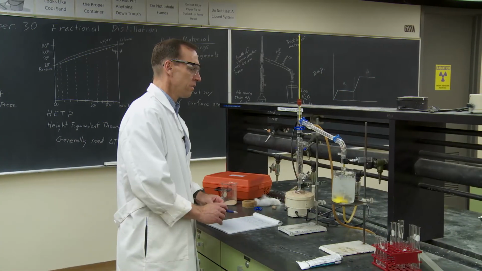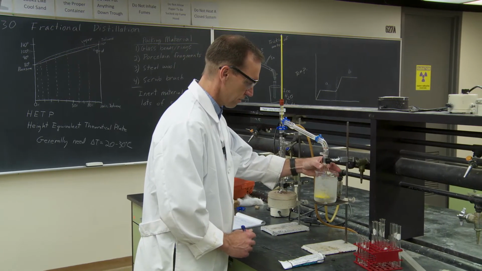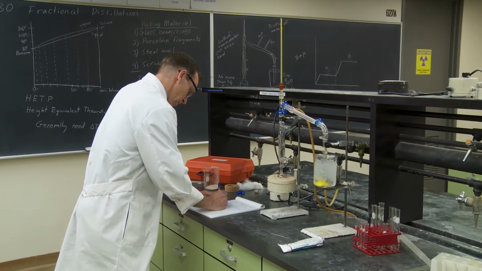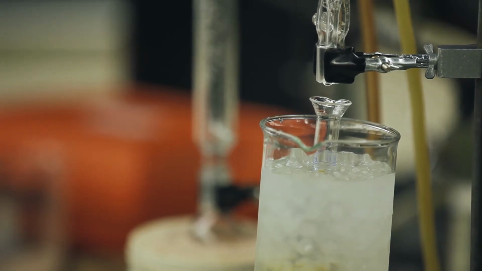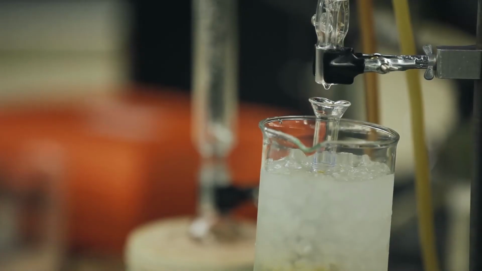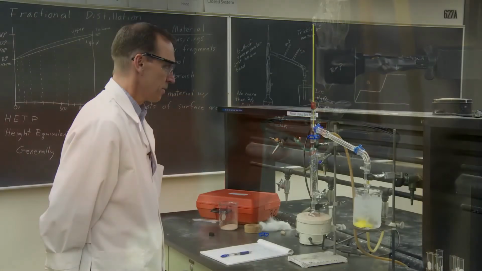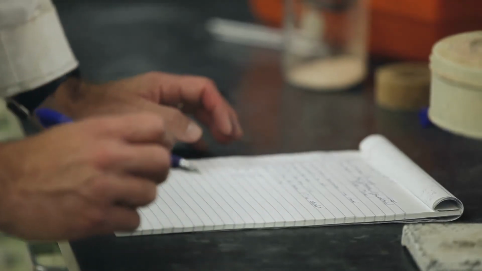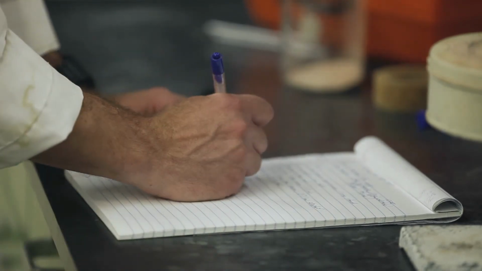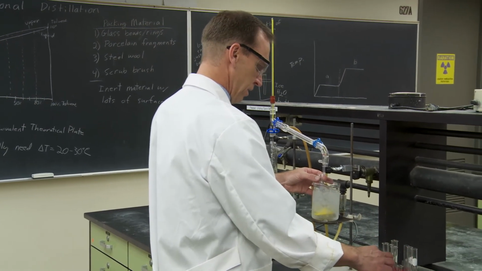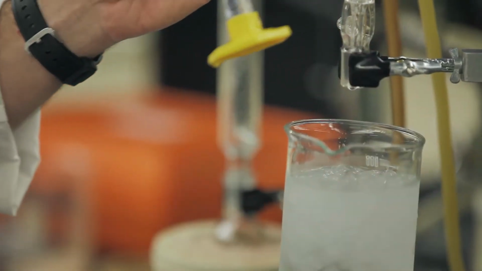So we're up to 46. Okay, so it looks like there's a slowing on the boiling or the distillation. So we're about 48 degrees, and my volume is about 10 milliliters. So I'm going to go ahead and go to my third fraction here.